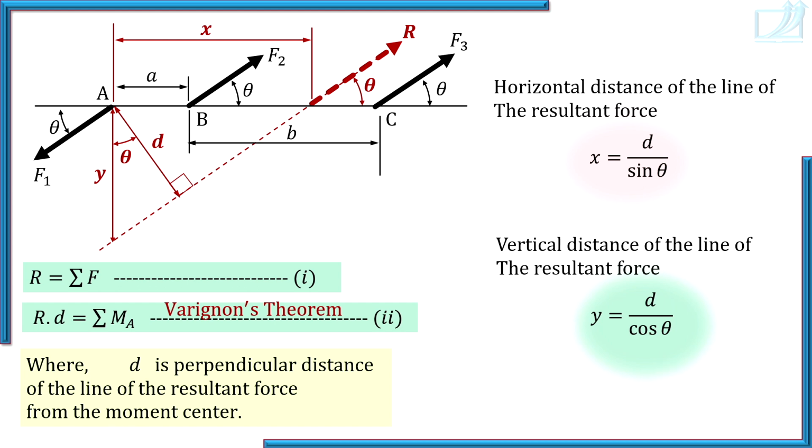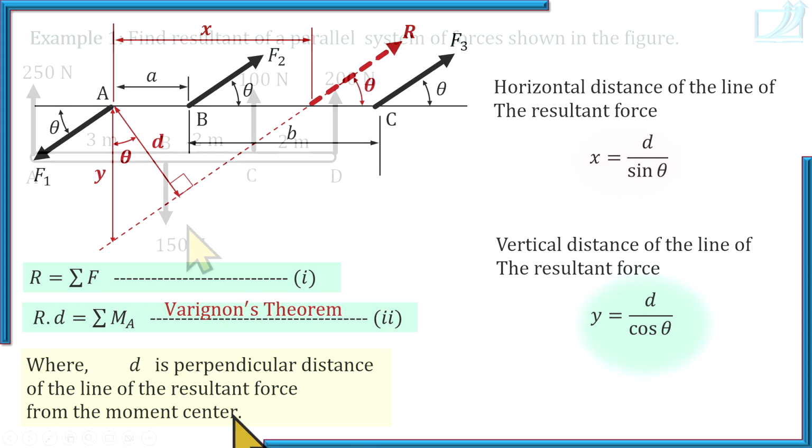When the resultant is an inclined force making an angle theta with the horizontal, you may be asked to find the horizontal and vertical distances of the line of the resultant from the moment center or from a particular point. Remember these two expressions: x is equal to d by sine theta, y is equal to d by cos theta. Using Varignon's theorem, you find d, and once you get d, in no time you get the horizontal and vertical distances also, where d is the perpendicular distance.